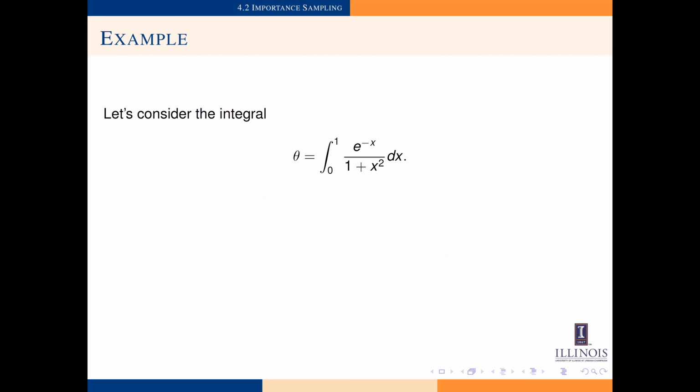Okay, so for our example, we want to evaluate the integral theta, which is equal to the integral from 0 to 1 of this thing, e to the negative x divided by 1 plus x squared dx. You can see that theta is the expectation of g of x, which is equal to this thing over here, e to the negative x divided by 1 plus x squared, when x is the random variable following the standard uniform distribution. So in this case, the density f(x) is given by 1 for any x value between 0 and 1.